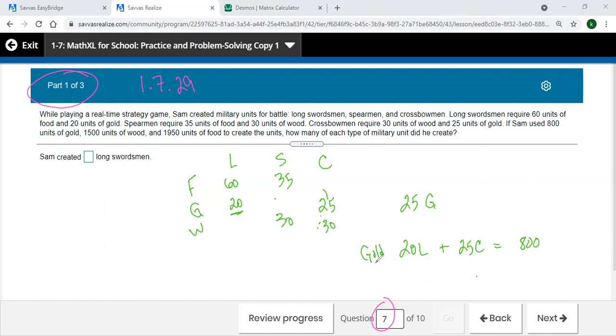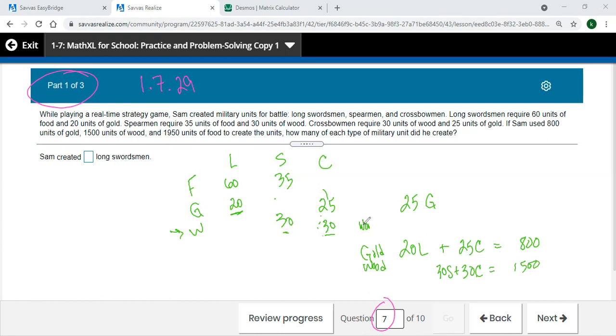And then wood. So let's see, we'll normally put it next below, so for wood, that's this row here. That's 30 times the spearman. Is that what the S stood for? Spearman. And then also 30 by the crossbow. And the total that was used for wood was 1,500.